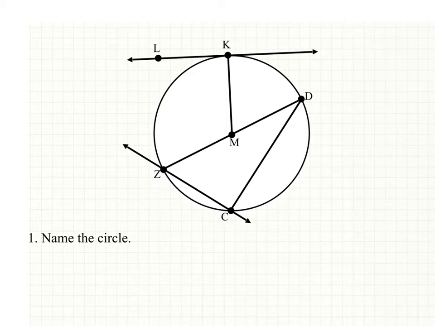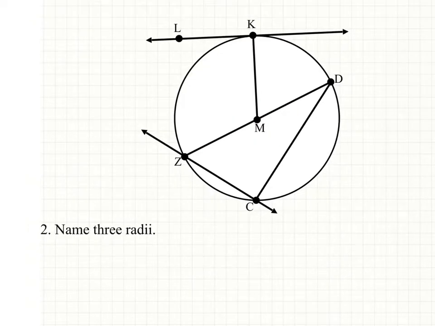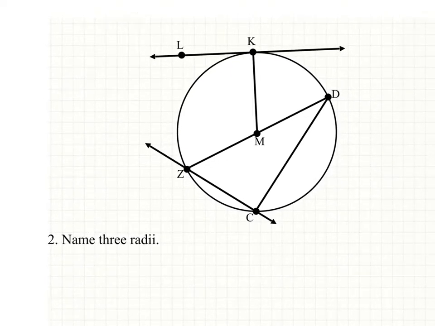Okay, let's look at the first example. Name this circle. Please write the answer on your whiteboard and check with your shoulder partner. We call this circle circle M, and we use this notation to represent the circle. And we use the center to name the circle. Let's move on to question number 2. Name 3 different radii. Again, write it on your whiteboard and check with your shoulder partner.